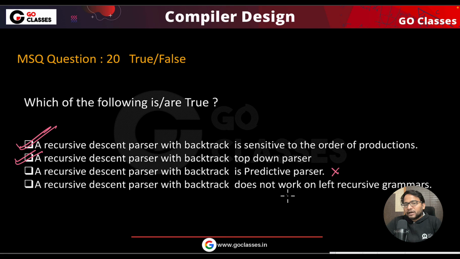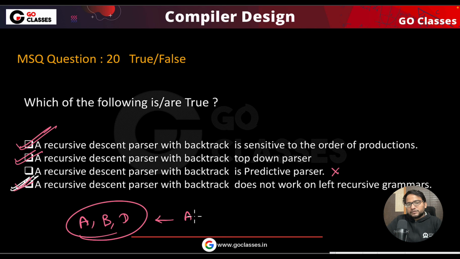Recursive descent with backtrack does not work with left recursive grammar. As you know, it will go into an infinite loop. So that's why this is also true. So what are the answers? The answers are A, B, and D.